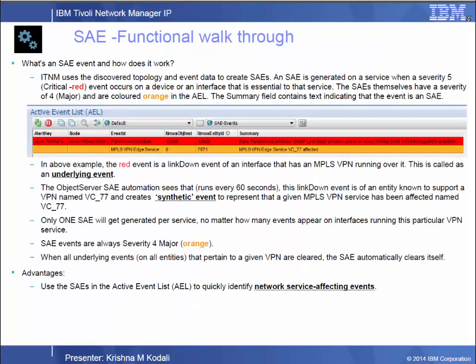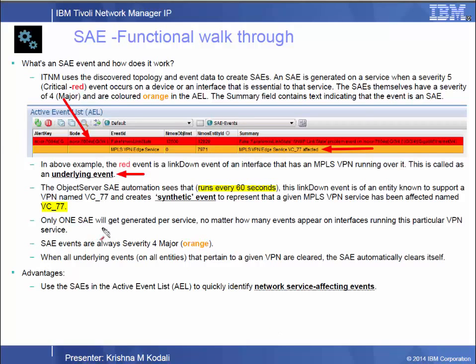What's an SAE event? How does it look and how does it work? In this example, the event is a link down event of an interface running the MPLS VPN over it. This is called an underlying event. The SAE automation sees that; this automation runs every 60 seconds. You can tune it and modify it the way you want. You can run it more frequently than 60 seconds. It does the lookups. If that underlying event is part of the existing services, we raise a synthetic event to present that a certain service has been affected. In this case, it is VC77.